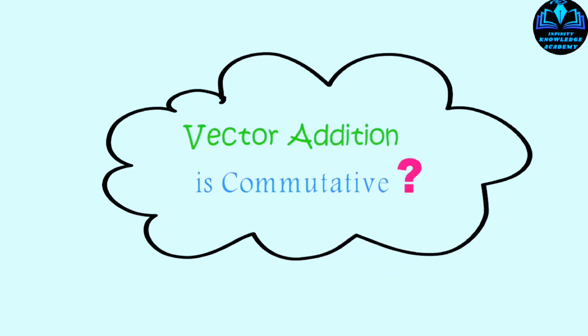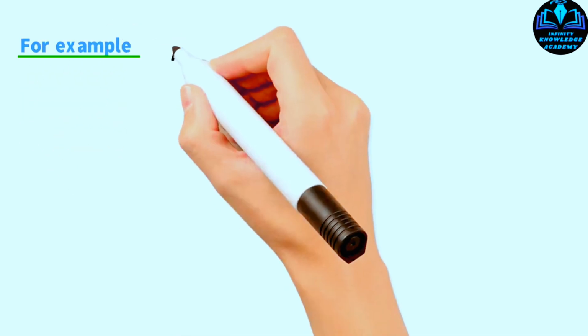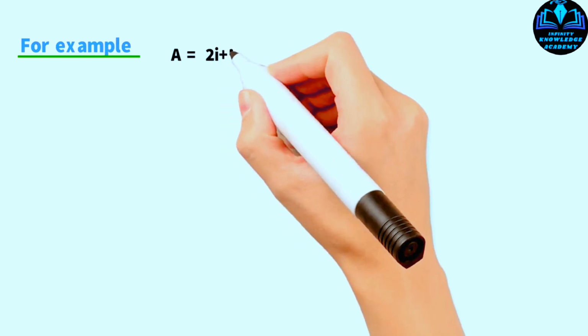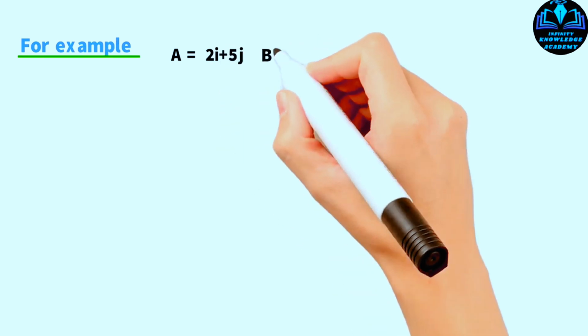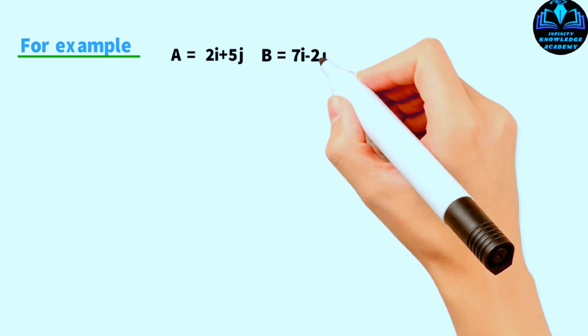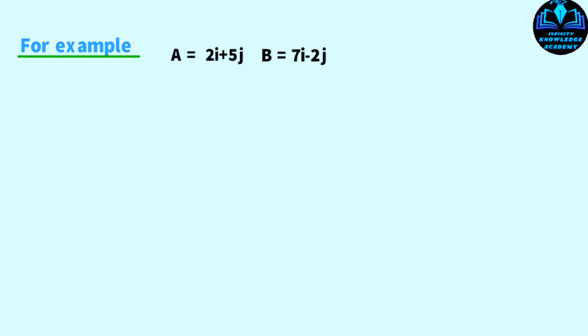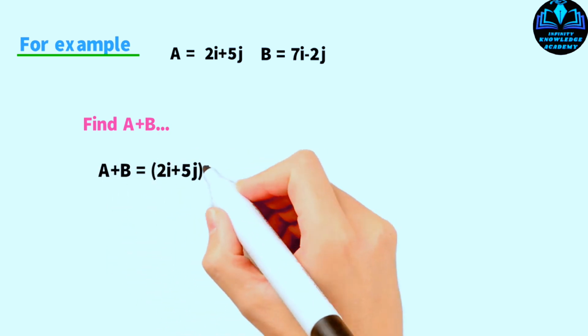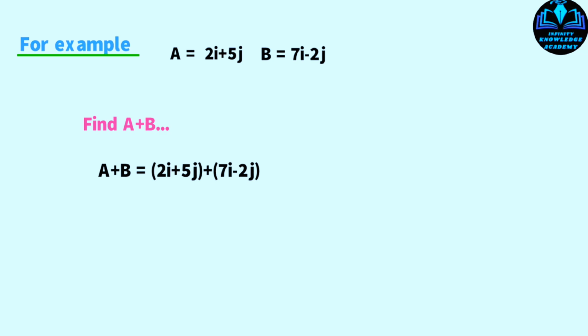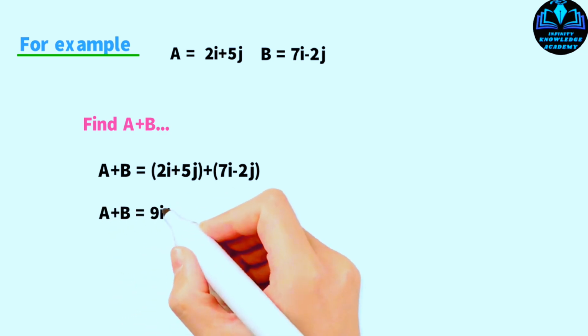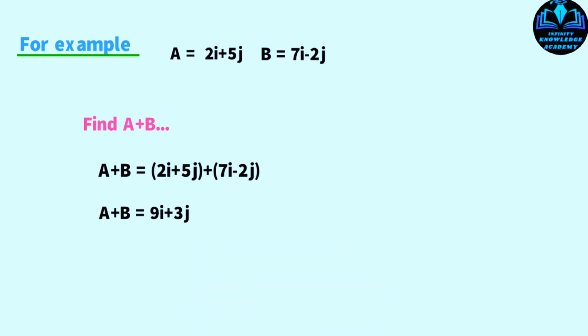Now why is vector addition commutative? For example, if I have a vector A equal to 2i plus 5j, and another vector B equal to 7i minus 2j. Now remember, i and j are the unit vectors of their respective components. Now if someone is asking me to find A plus B, the addition of these two vectors, I will take 2i plus 5j plus 7i minus 2j. A plus B is equal to 9 and its unit vector is i, plus 3 and its unit vector is j. Now this is equation 1.